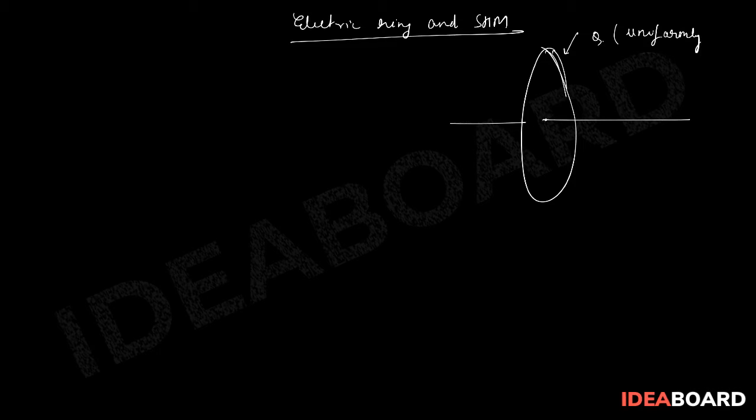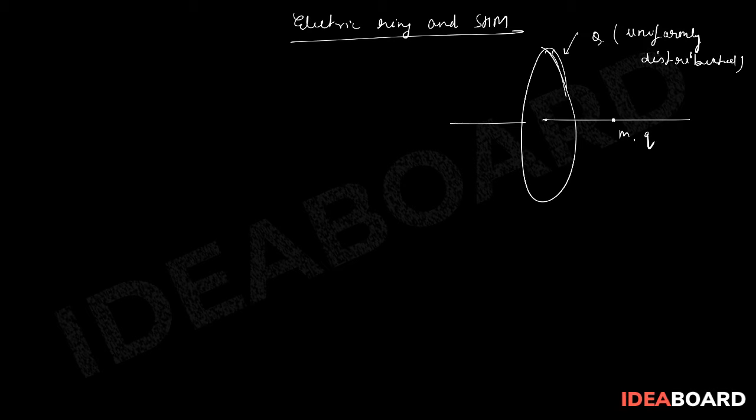So suppose that I have an electric ring like this, and obviously I'm assuming that this electric ring has charge Q. This is the axis of the electric ring. This charge Q is uniformly distributed. Now suppose that there is a small particle which has mass m and let us say charge Q.